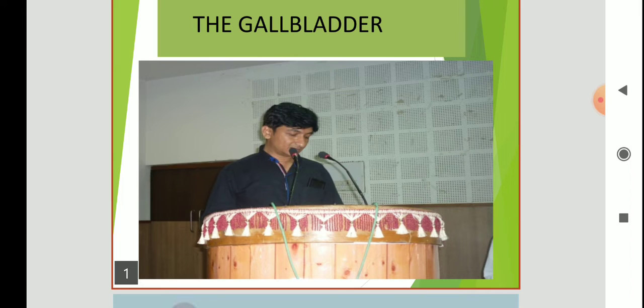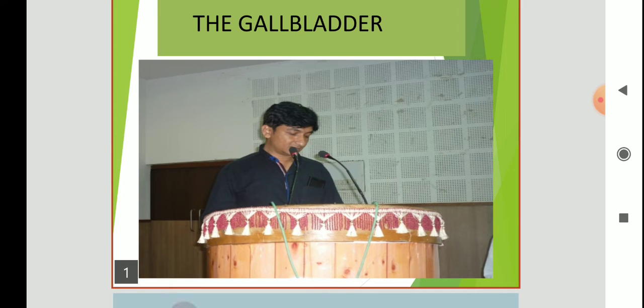Today we'll be dealing with the topic gallbladder, part of the hepatobiliary system. We move on to another important organ, the gallbladder. This organ is present just beneath the liver, and humans can survive without a gallbladder. It is actually a reservoir organ which temporarily stores the bile secreted by the liver. Today we shall deal with acute cholecystitis and chronic cholecystitis, important topics from the exam point of view.